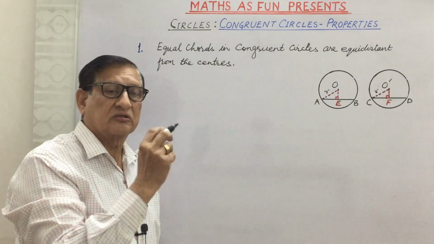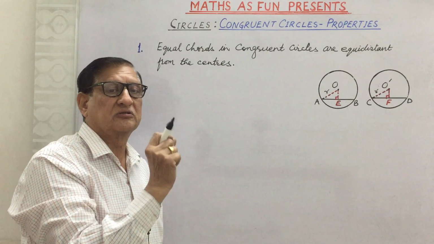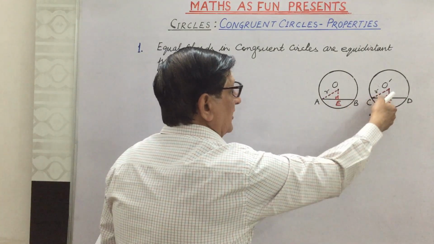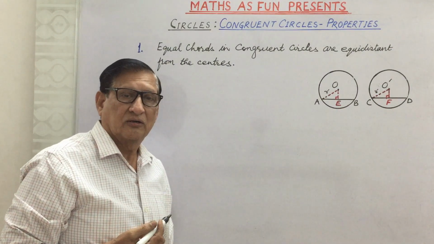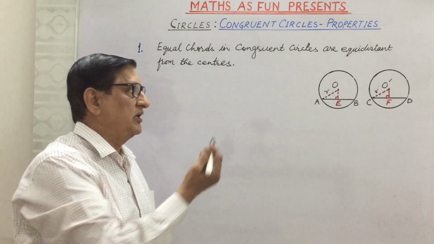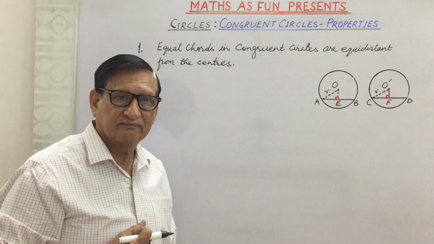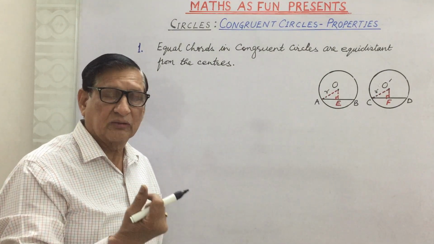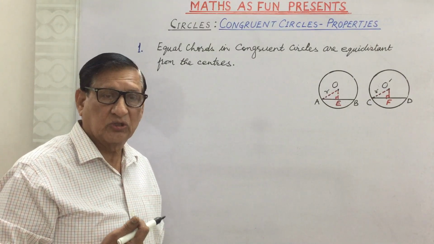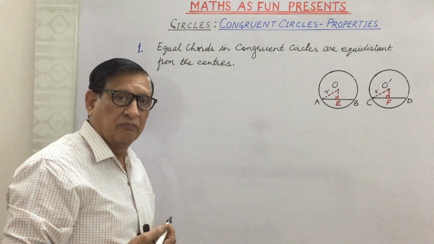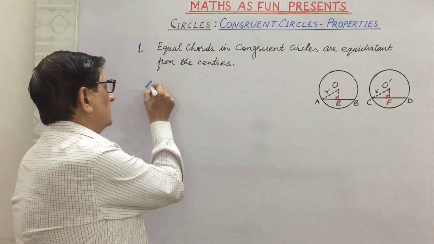We have to prove that the distance of these from their centers are equal. So we have to prove that OE and O dash F are equal. OE is perpendicular to AB and O dash F is perpendicular to CD. And we have already learnt about the elements of the theorem. First we draw the diagrams as we have discussed just now. What is given?